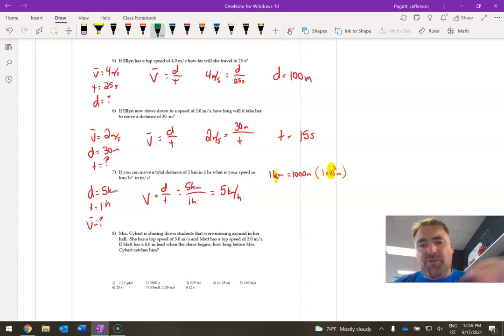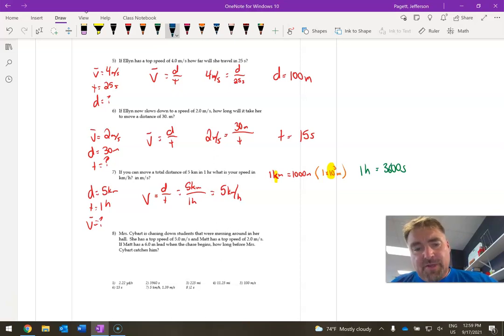The next one, and if you don't know this, that's okay. I can explain how I got it. But I know that in 1 hour, there are 3,600 seconds. Now, if you're not sure how I got that, basically what I did was I said, hey, I know that in 1 hour, there's 60 minutes. And then in 1 minute, there's 60 seconds. So 60 times 60 gave me the 3,600. So from here, I'm going to do my unit conversion.